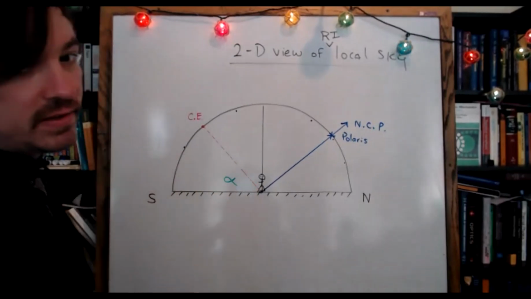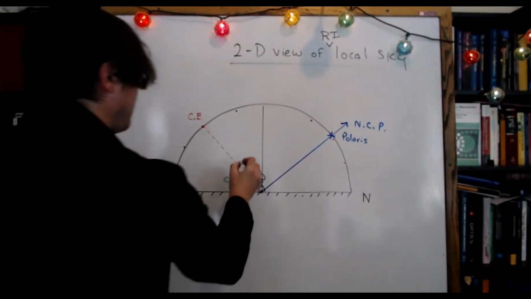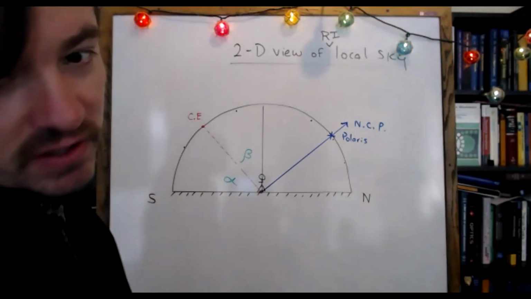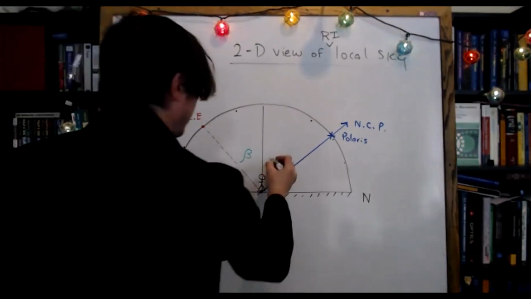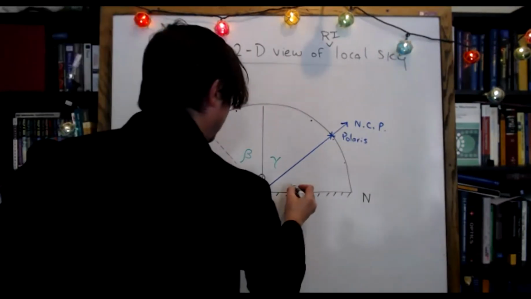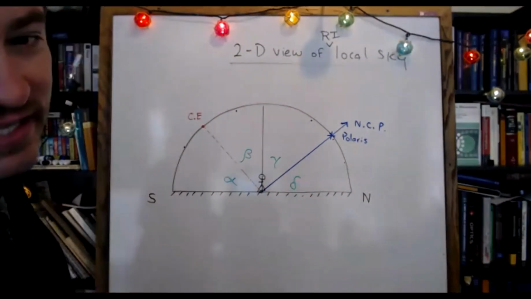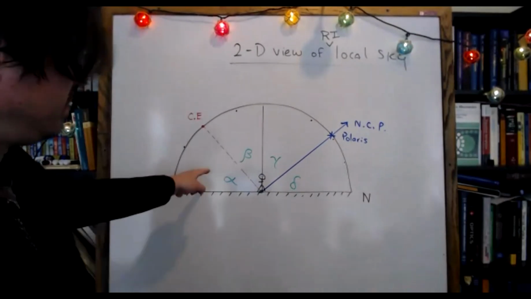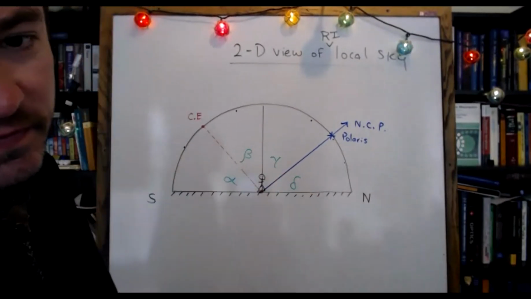Alpha looks like a little Jesus fish. Beta looks like a squiggly B. Gamma looks like a squiggly Y. And delta looks like a squiggly D. All right? Alpha, beta, gamma, delta. 4 angles.